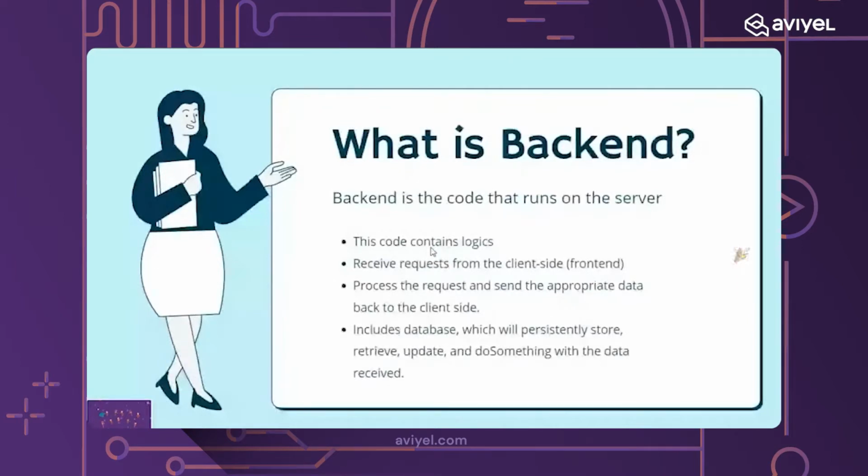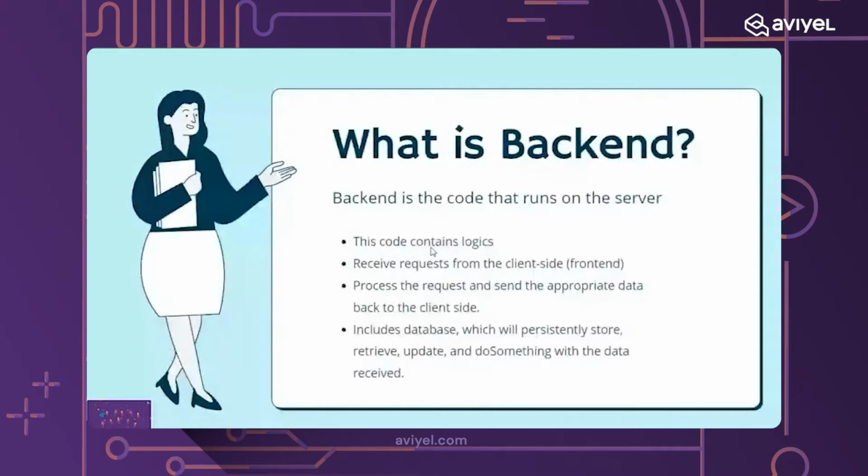Backend contains logics, and these logics receive requests from the client side, which is the front end. So basically, we have a front end that is communicating to the back end, and the logic that we have in the back end is going to help us retrieve requests from the front end. The back end is going to process the request and send the appropriate data back to the client. So the backend receives requests, and after receiving the request, it's going to process it based on the logic that you, as a backend developer, have defined already, and then you want to send the appropriate data back to the front end.